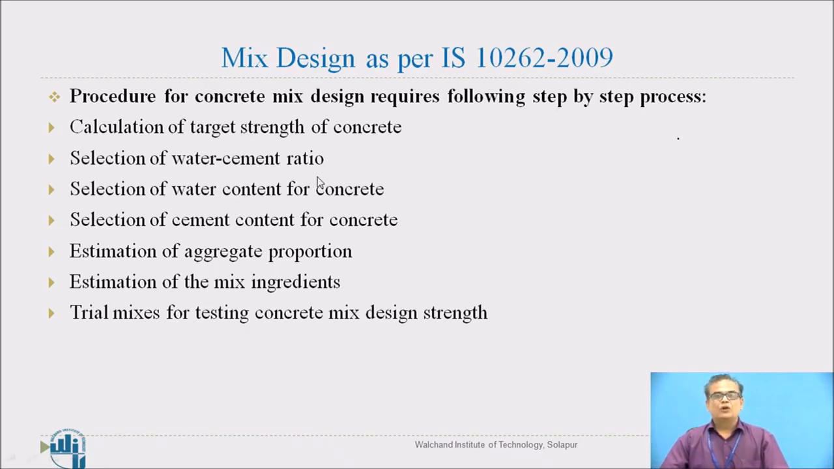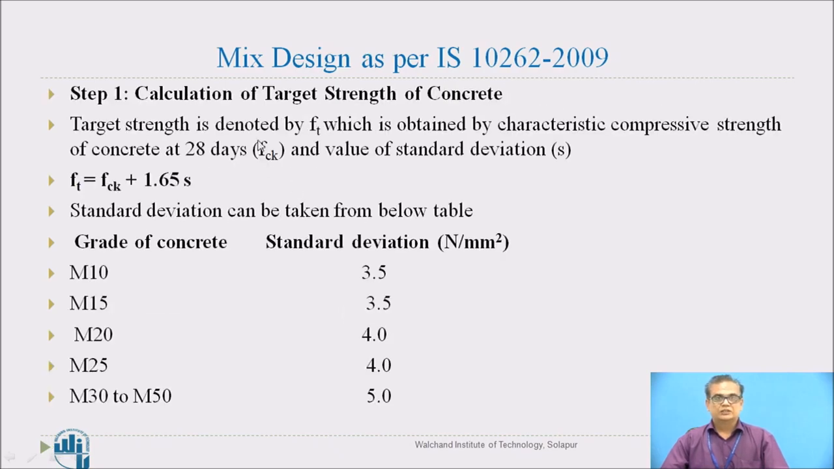Then selection of water cement ratio. Next, selection of water content, then selection of cement content for concrete, then estimation of aggregate proportion, estimation of the mix ingredients, and trial mixes. These are the important steps. We will see these steps one after another.